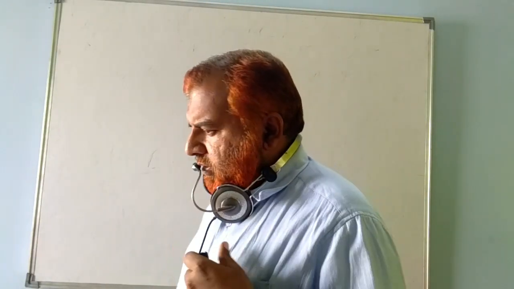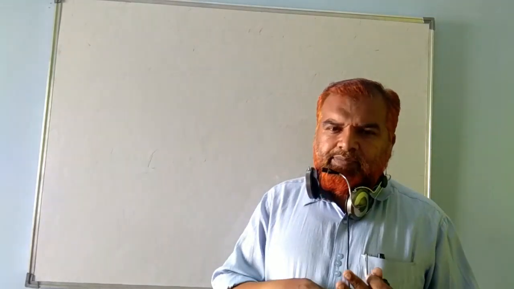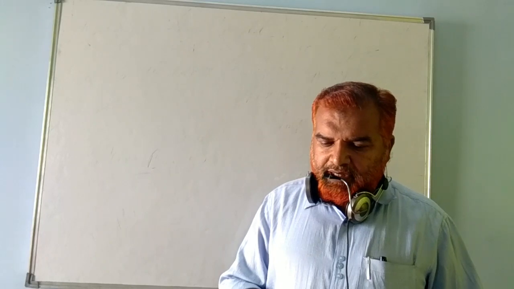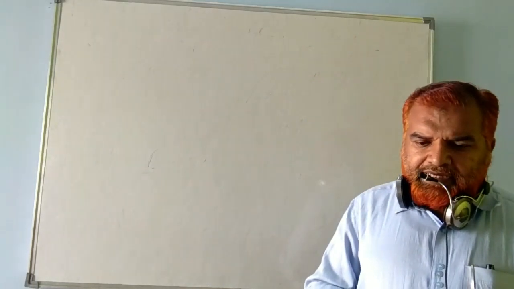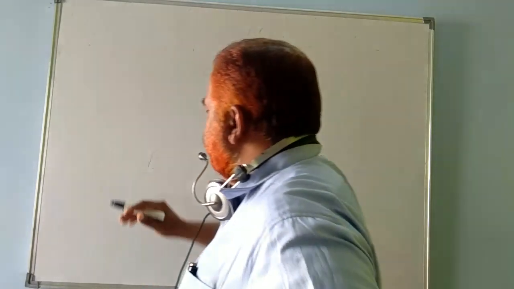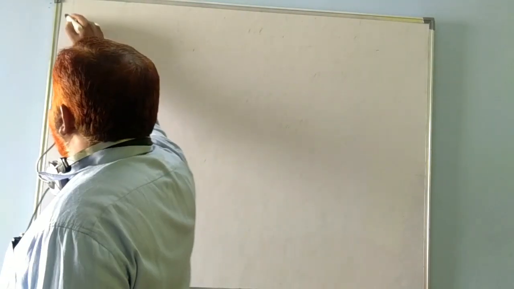Well, dear students, in our previous class, we had discussed the first type of immunity, that is innate immunity or natural immunity. In that we discussed physical barriers, physiological barriers, then cellular barriers and cytokine barriers. So that completes your non-specific immunity. Today we are going to take up the second major type of immunity, that is nothing but acquired immunity.